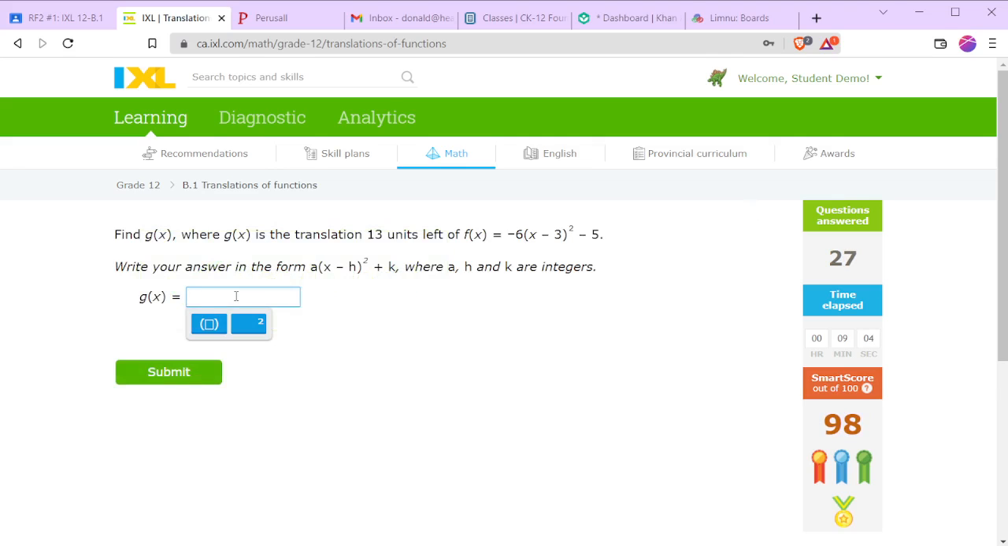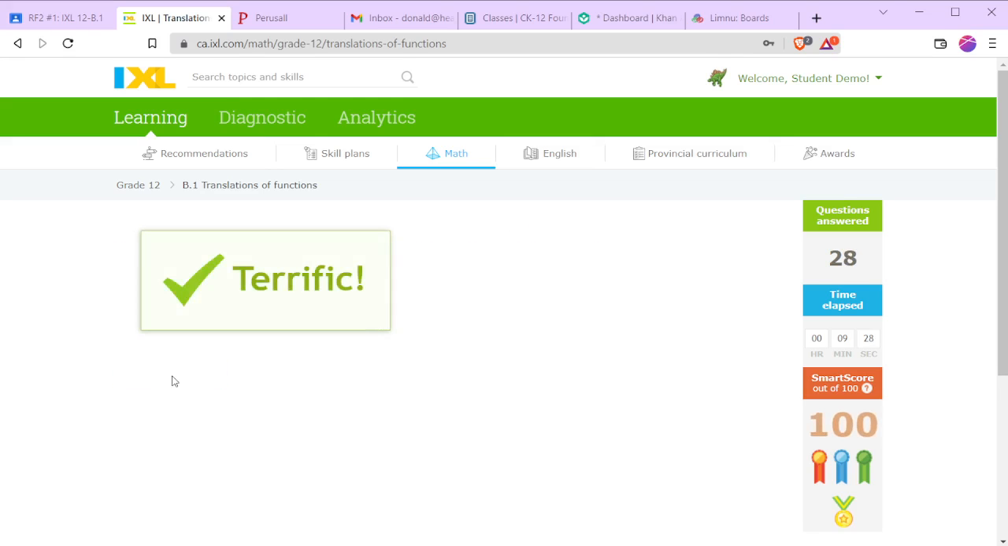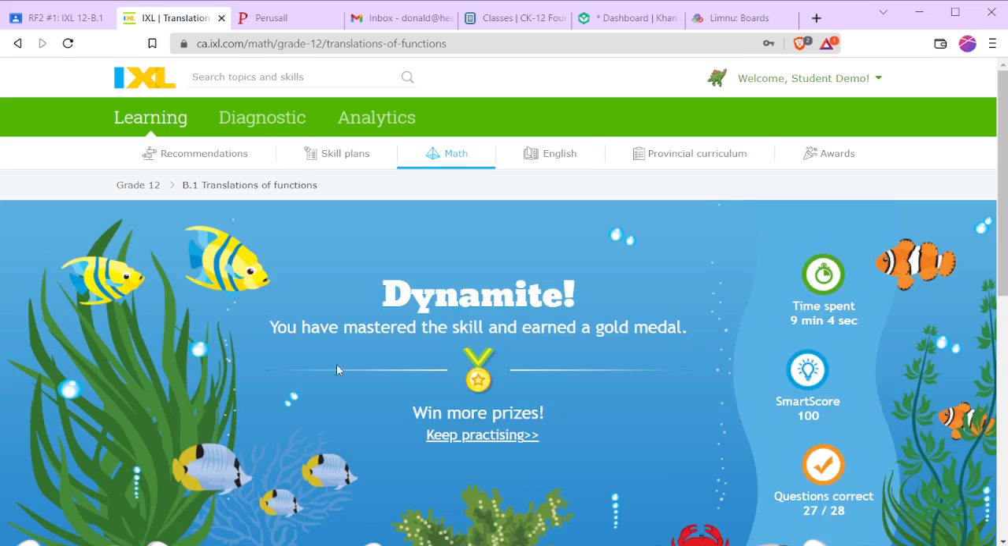And now we take our negative 6, x minus 3 squared. So here's our original. And all we're doing is moving it 13 left, which is replacing x with x plus 13. Subtract 3, it's the same as x plus 10. And there is that 100 smart score that we are shooting for.